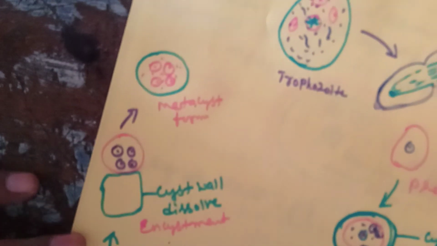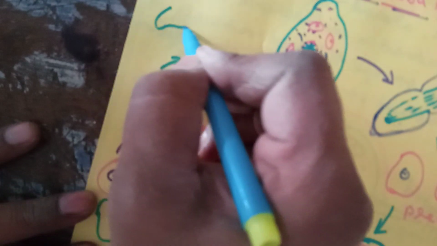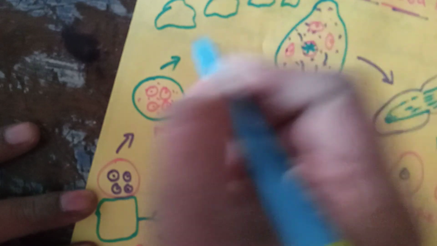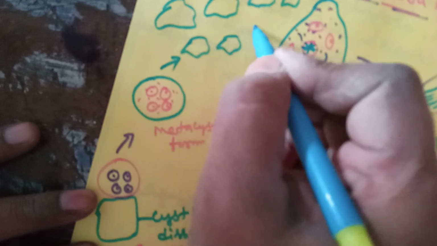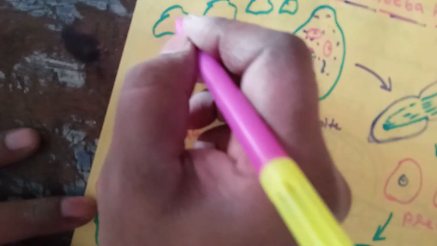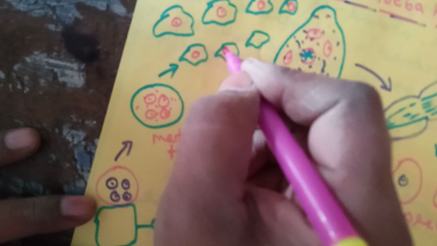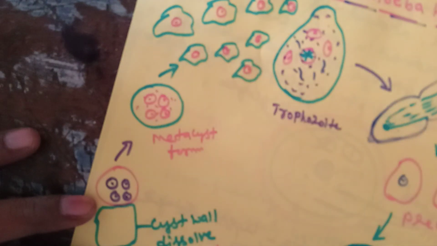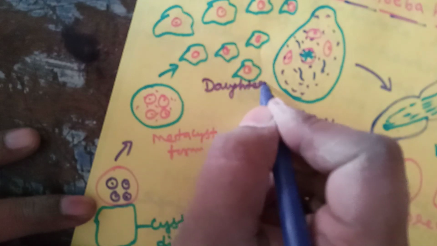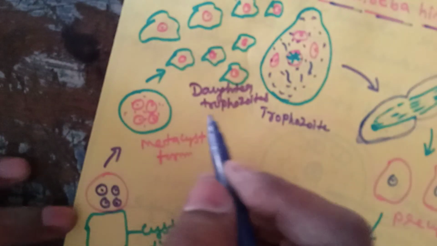Each and every nucleus divides mitotically, and 8 daughter individuals are produced. These are called daughter amoebae, or daughter trophozoites. So 8 individuals are formed.